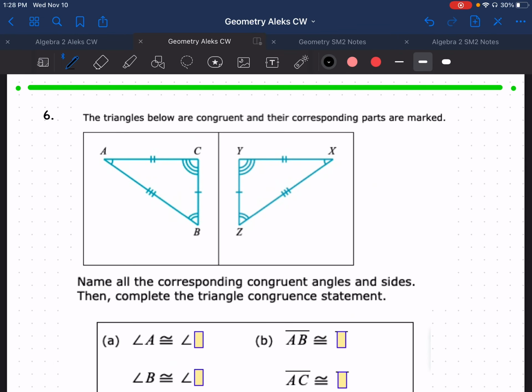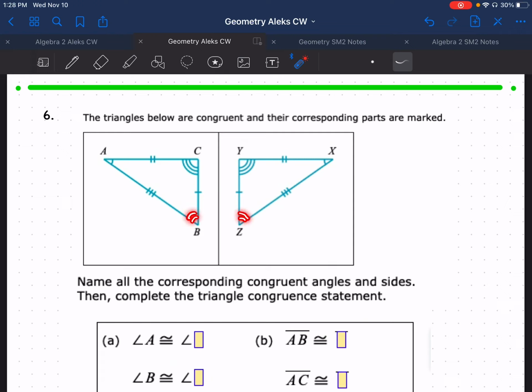The last question is going to ask you about corresponding parts. So the triangles below are congruent and their corresponding parts are marked. Remember that all you have to do is look at how it's marked. So notice that here at angle A, there's 1. So you go and find the one with 1 over here. These two are the same.